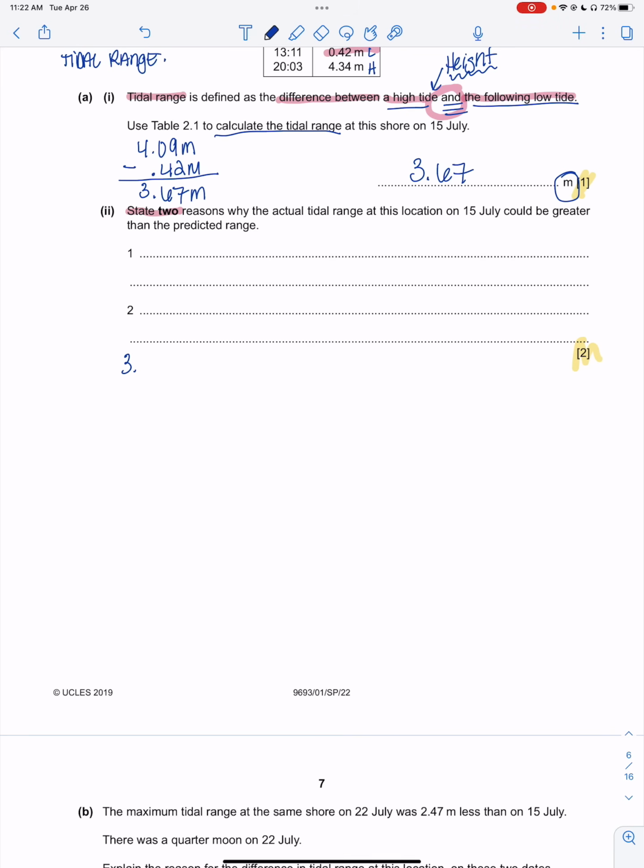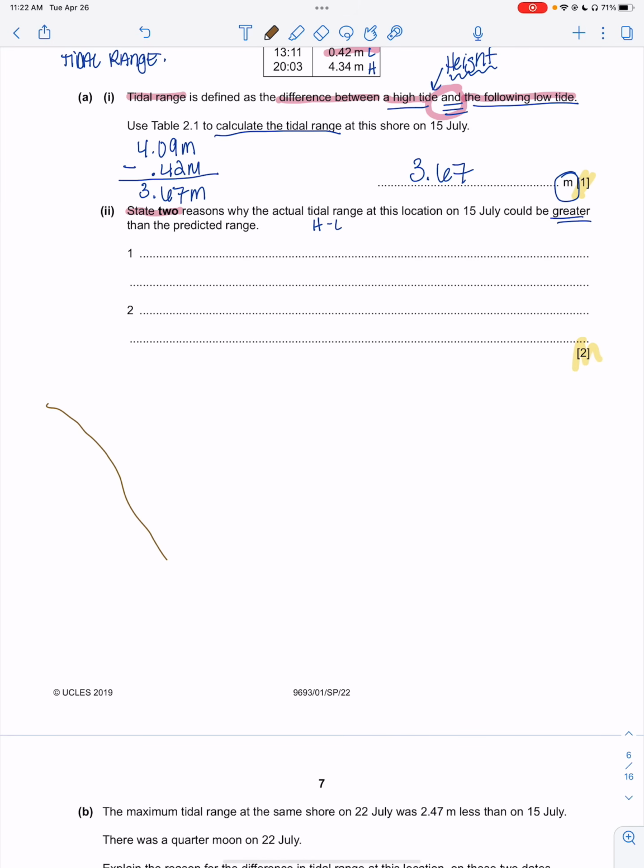The tide could increase, right? So there could be a greater tidal range than predicted. This is the tidal range, the difference between high tide and low tide. Okay, it could be different. So what if the high tide was higher? Things that could make your high tide higher.